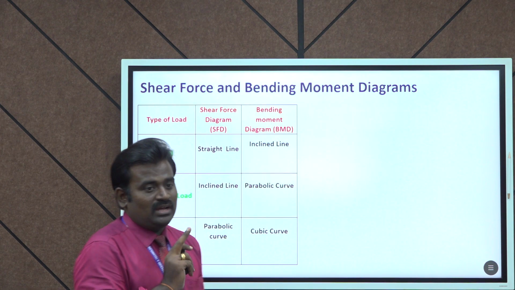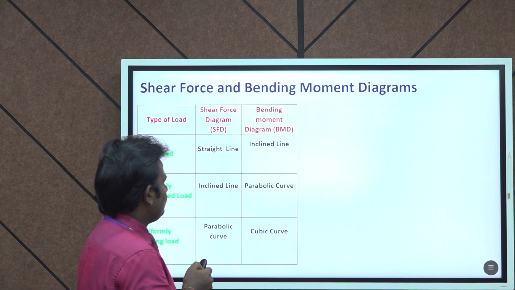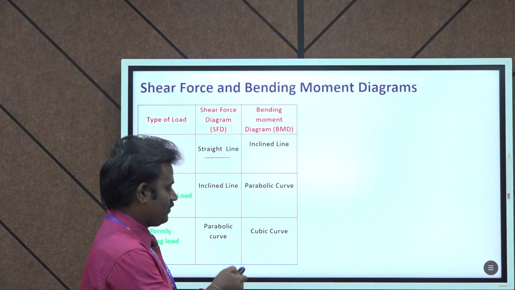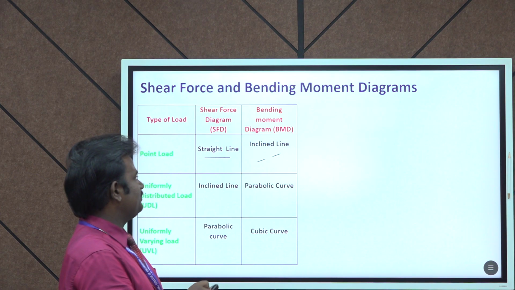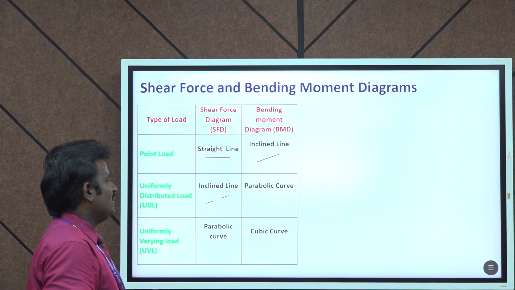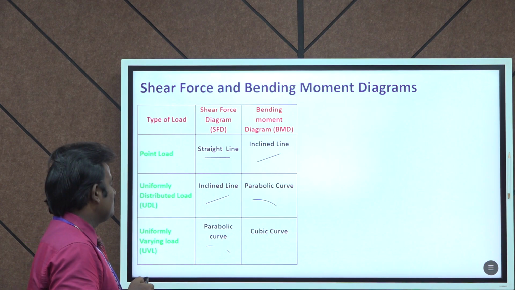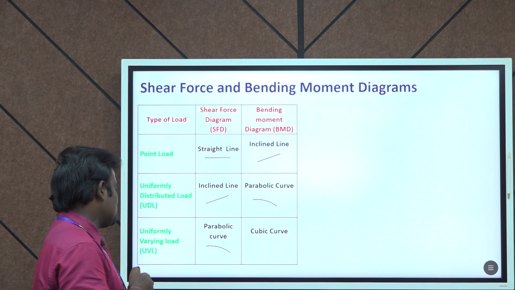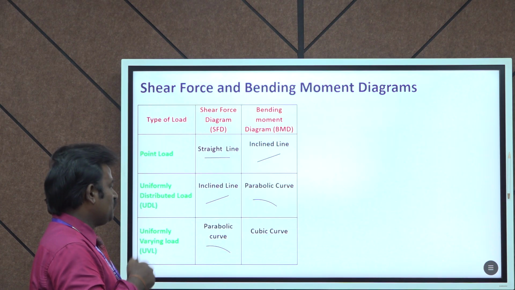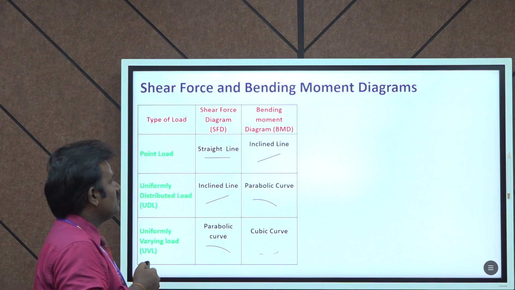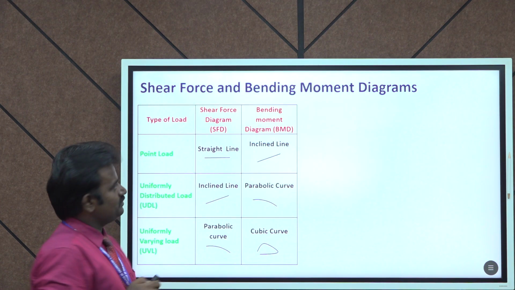You should remember this. So straight line, inclined line, this is the parabolic curve. Again for uniformly varying load, the shear force is a parabolic curve. For a bending moment, it is the cubic curve.